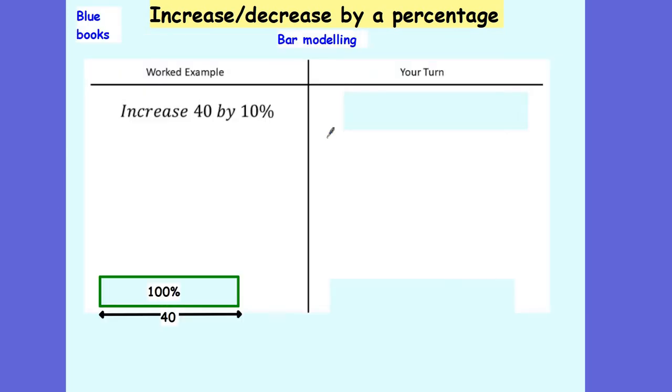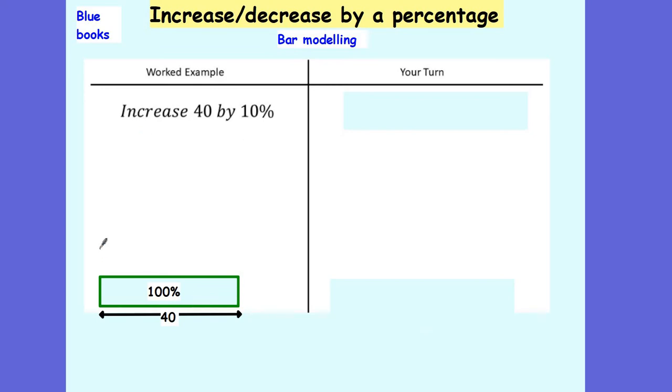In your dark blue books, can you please write the title Increase, Decrease by a Percentage? And you know how this works. I'm going to go through an example and you're going to go through an example. So when you've got the title down, can you please put your pens down and watch me for the first example. I need to increase 40 by 10%.